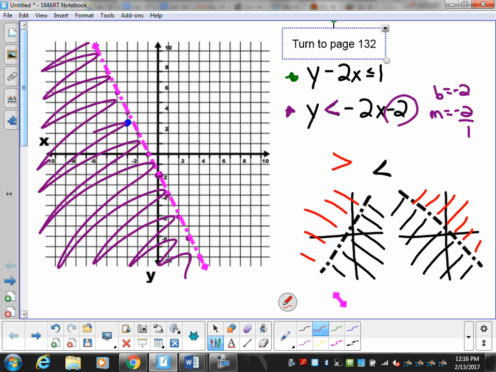Okay, so let's look at that one up here. The first one. The first thing I need to do on this first inequality is add the 2x to both sides. So it ends up being y is less than or equal to 2x plus 1, because that minus 2x would need to be switched over. So I'll go ahead and write up here, b is going to equal 1 and m is equal to 2.